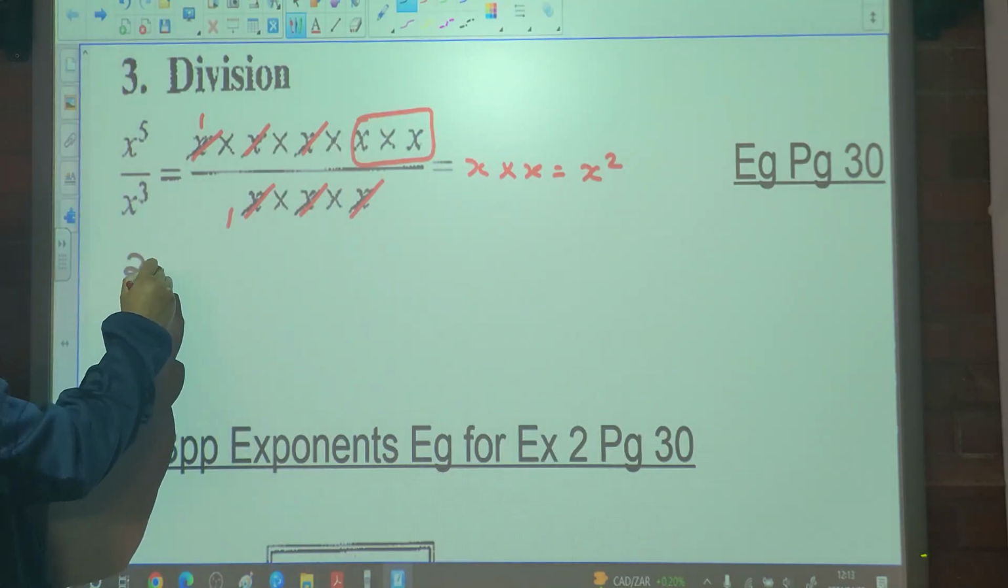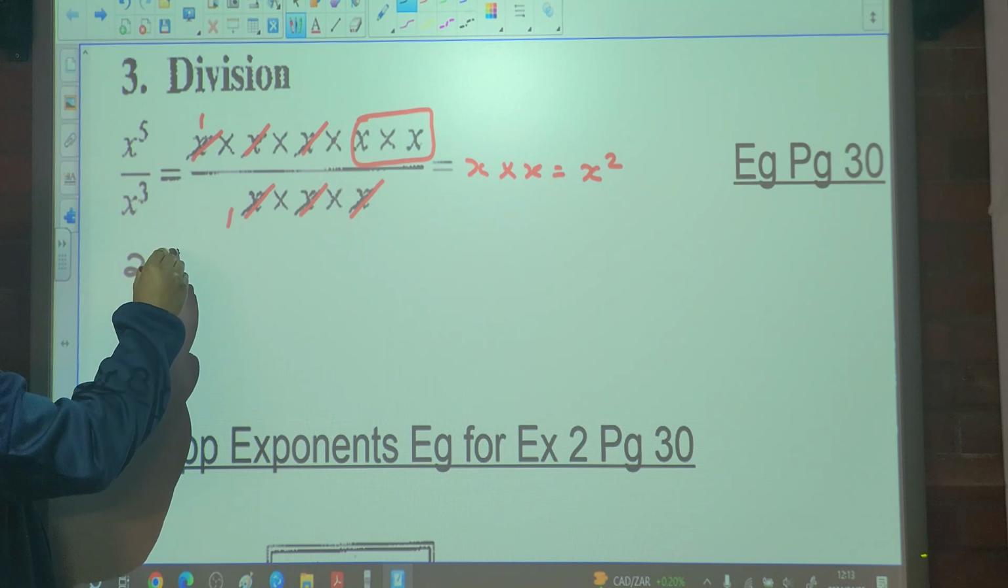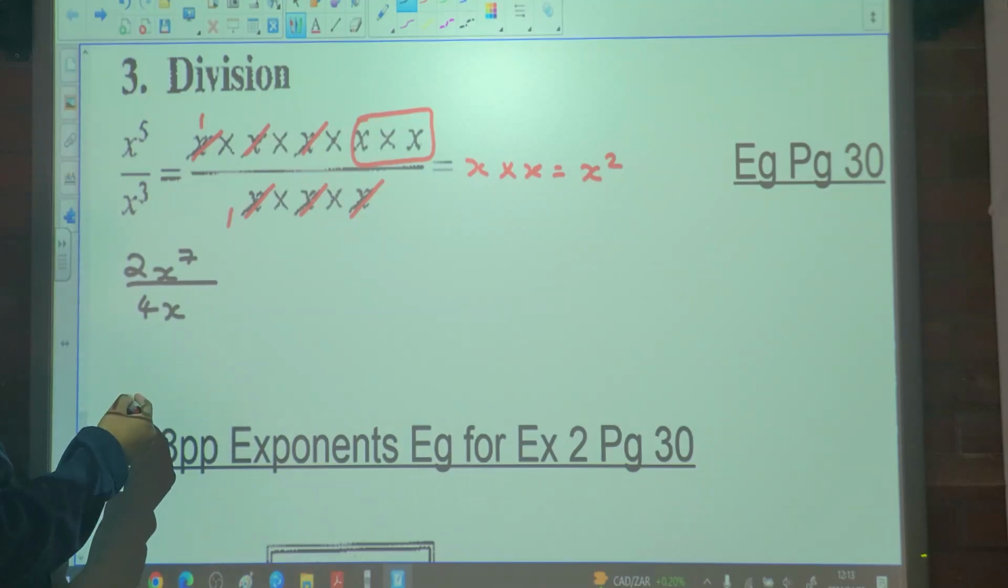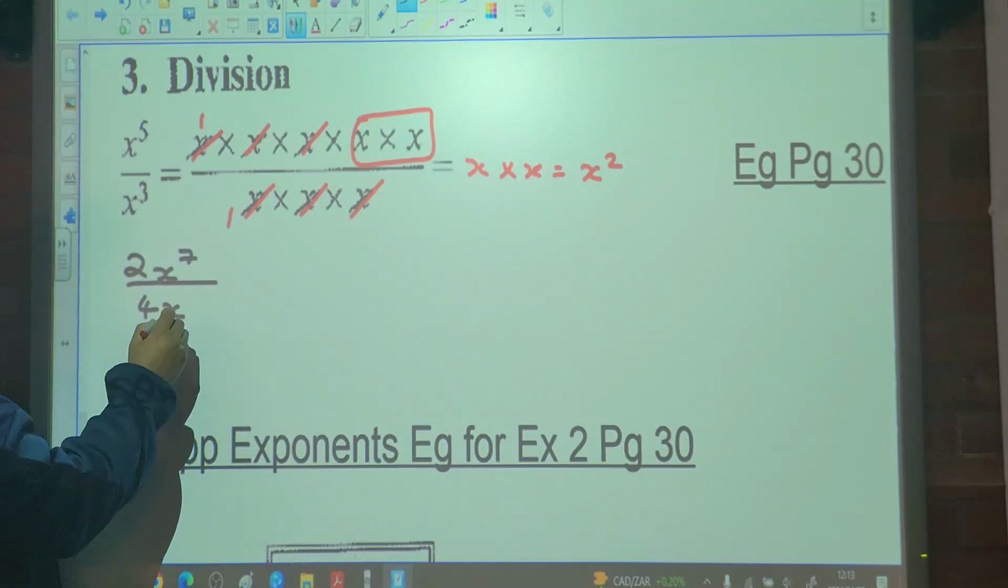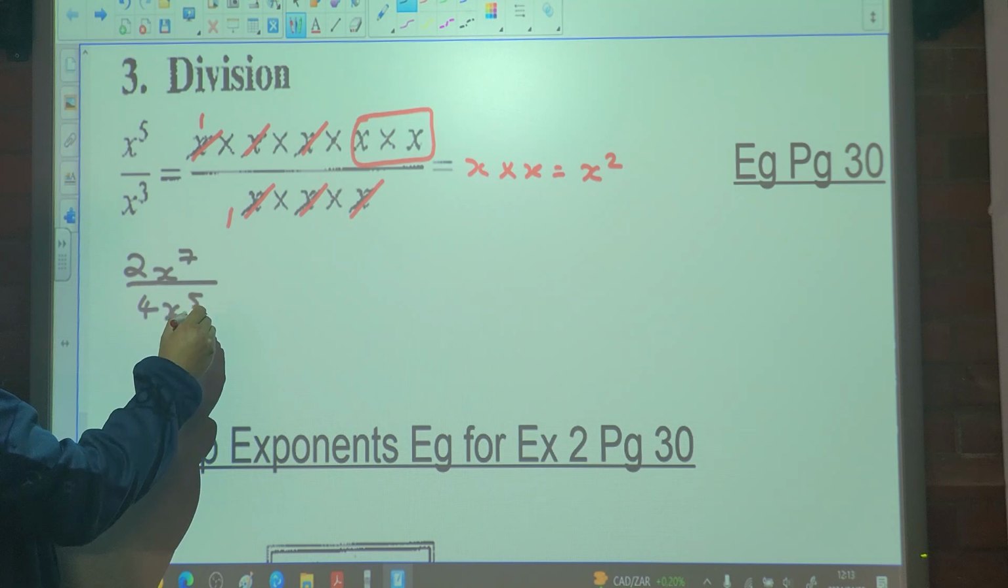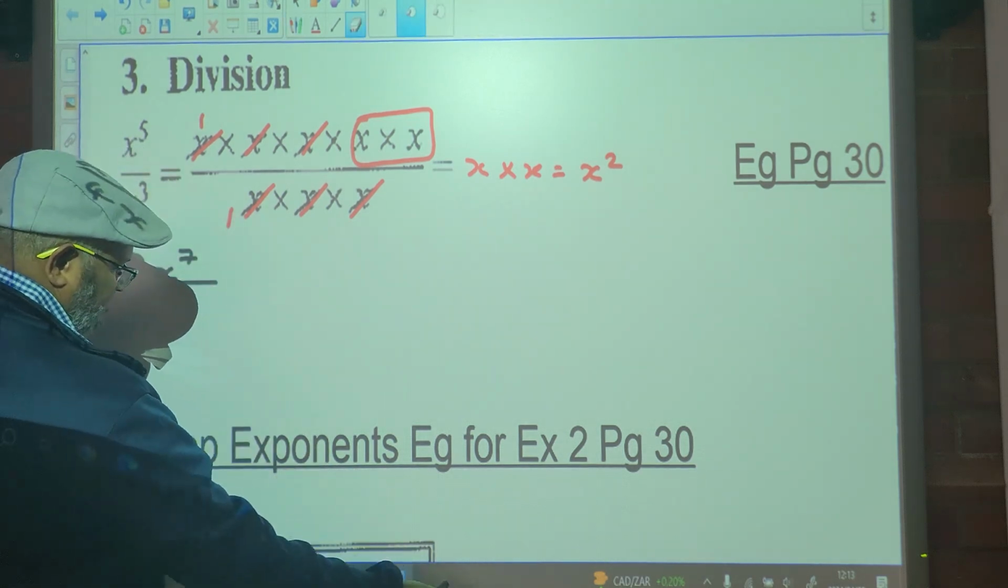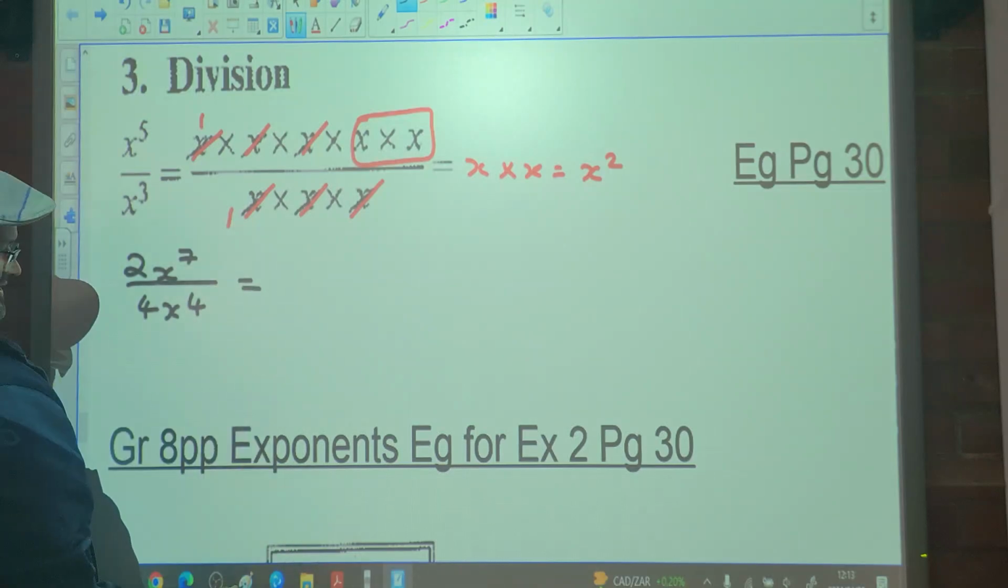Let's say we've got 2x to the 7 over 4x to the 5. Make it 3. 4. Do that sum quickly.